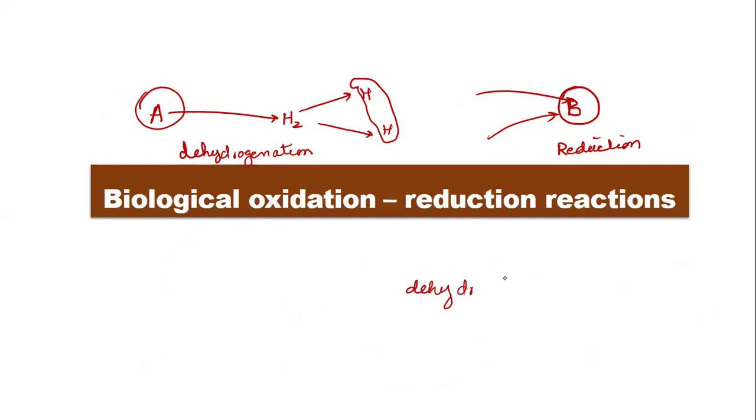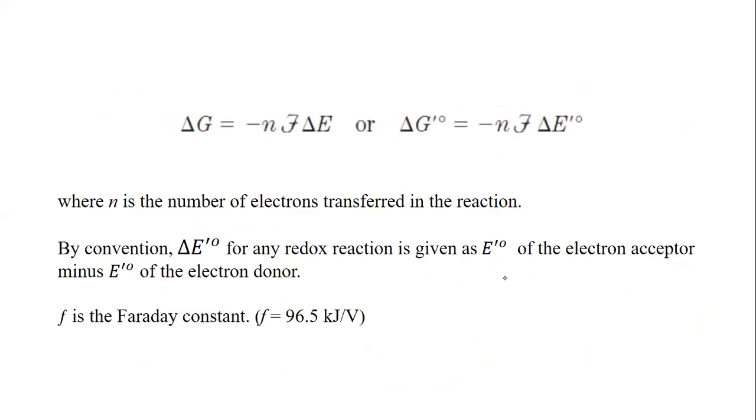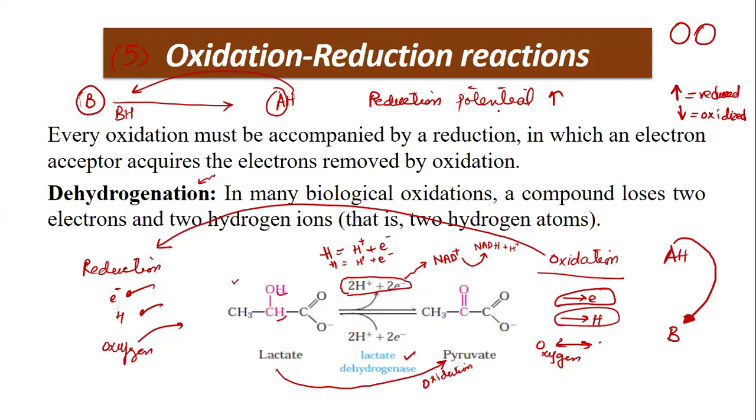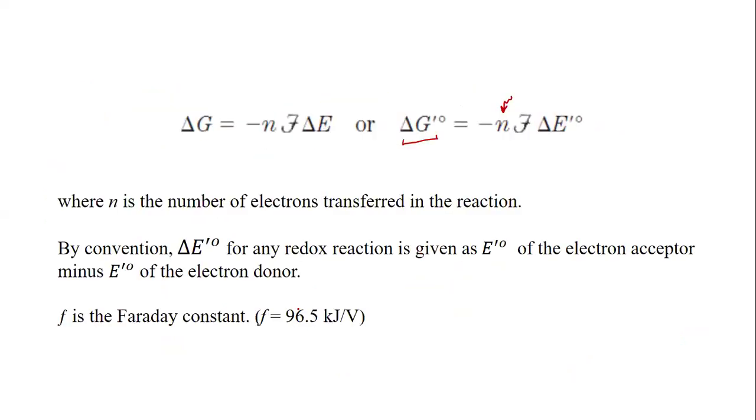Now, biological oxidation reduction reactions can be quantified, or their free energy values can be calculated, by the formula delta G naught is equal to minus nF delta E, where n is the number of electrons being transferred. For example, here two electrons are being transferred from lactate to NAD+. F is the Faraday constant, having a value of 96.5 kilojoule per volt. And delta E naught is the difference in reduction potential, which we have to calculate.